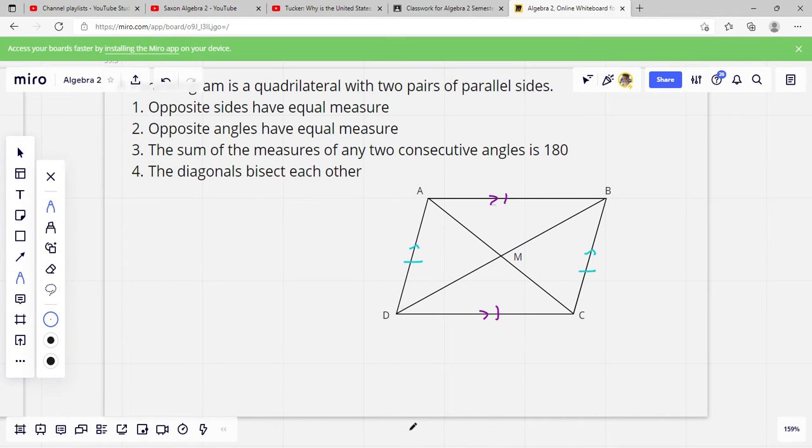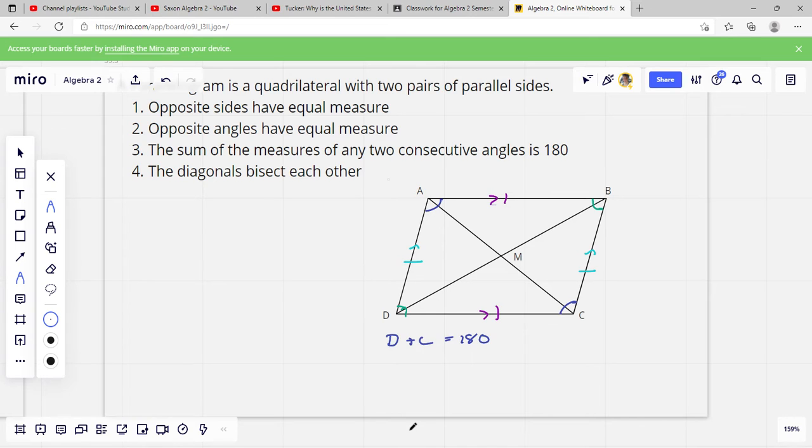Opposite angles have equal measure. So this angle is opposite that angle, and they're going to have equal measure, right? And this angle is opposite that angle, so they're going to have equal measure. The sum of the measures of any two consecutive angles is 180. So if I added D plus C, I would have to get 180.